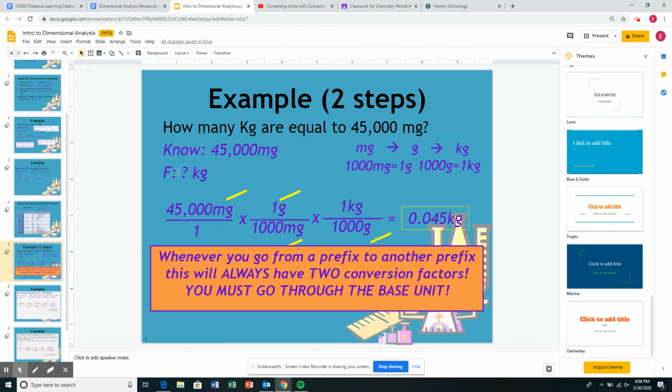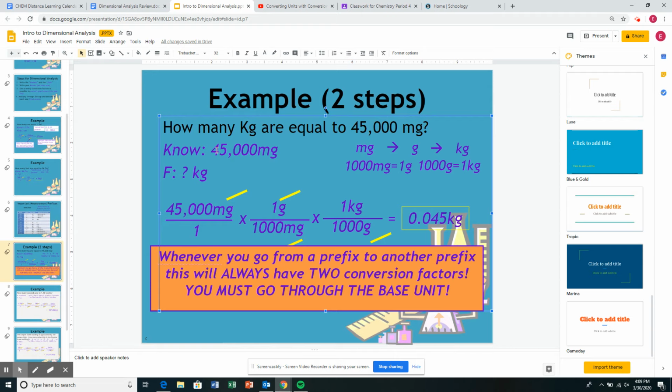45,000 milligrams. We want to find how many that is in kilograms. So we're looking for our answer. It's going to be an unknown number with the unit kilograms. We are using our conversion factors. There are 1,000 milligrams in 1 gram, and there are 1,000 grams in a kilogram.